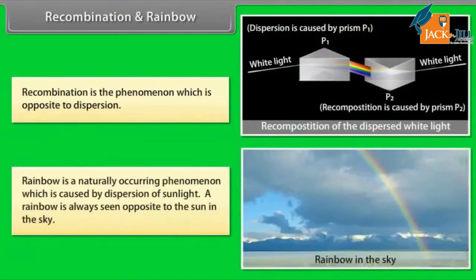We all love to see the lovely view of a rainbow after the rains. It is a natural phenomenon which occurs as a result of dispersion. A rainbow is always seen opposite to the sun in the sky.